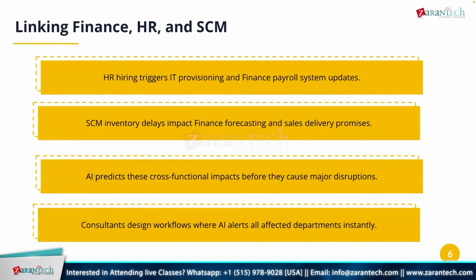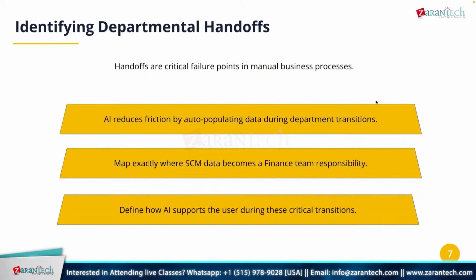Okay. So linking finance, HR, SCM, because cross-functional means that, right? We link the functional things into here. So HR hiring triggers IT provisioning and finance payroll system updates, because HR and FI should be there, SCM and finance should be there, and cross-functional impacts for different models will be there.